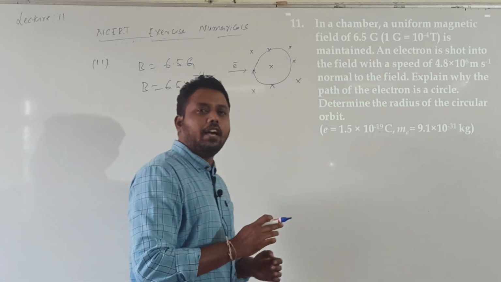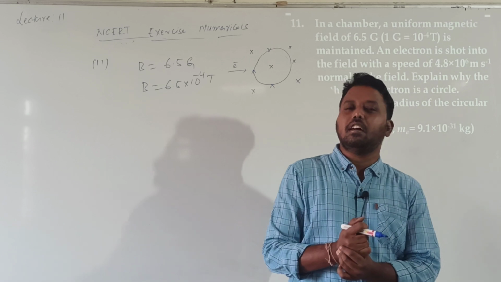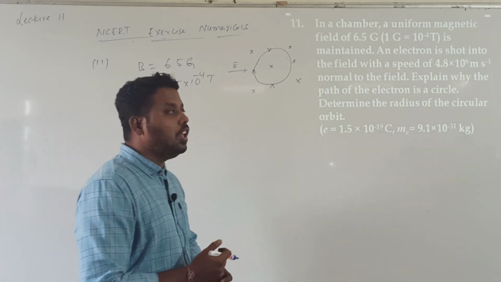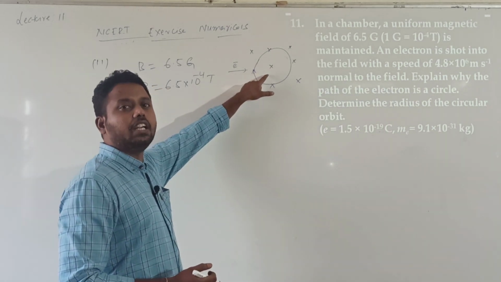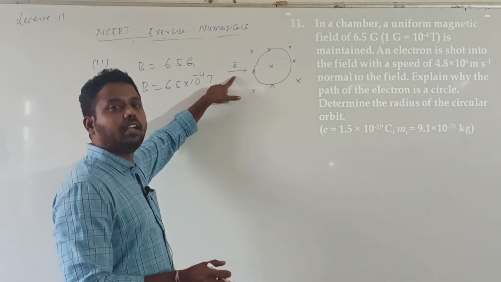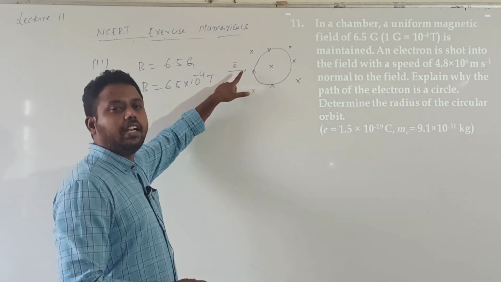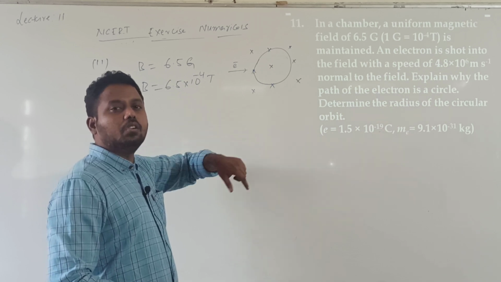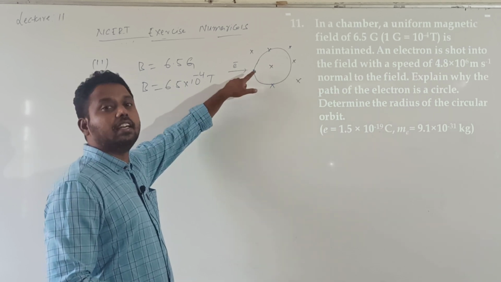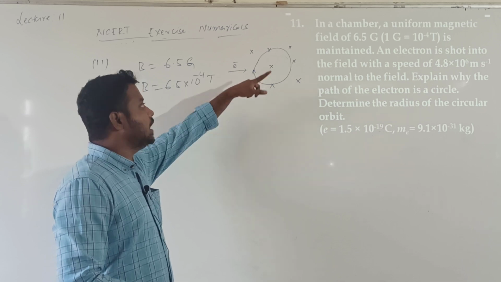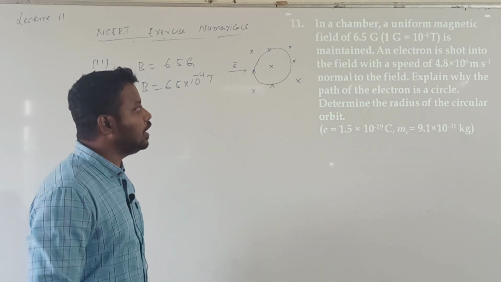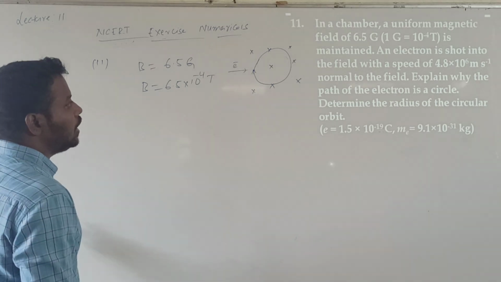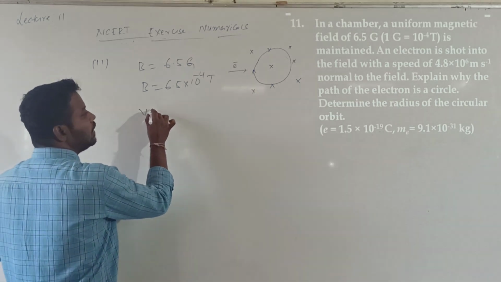Circular path. Why is the path followed by the electron circular? Because the work done by the magnetic force on the electron will be equal to 0. Due to that, the speed of the electron will not change. But the magnetic force will provide the necessary centripetal force for the electron to revolve in a circular path. Then what is the speed with which the electron entered?